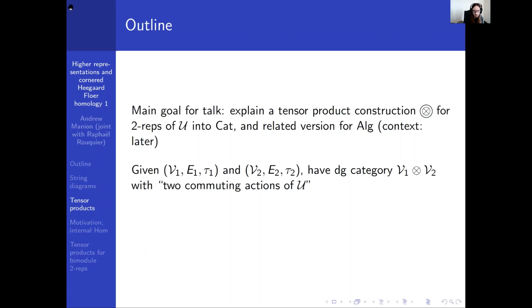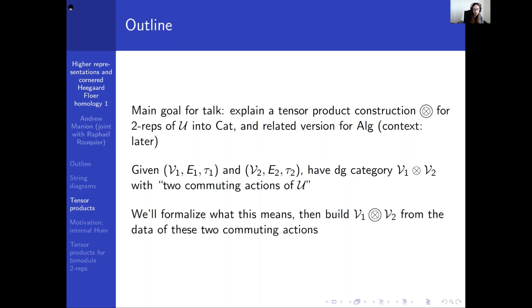Well, in some sense, I should have two commuting actions of this U on V1 tensor V2, one coming on the first factor, tensor the identity, and the other identity tensor the second factor. And so we're going to use this type of data. We're going to formalize what it means to have two commuting actions of this U, really by defining another DG monoidal category U squared, such that having two commuting actions of U just means having an action of U squared.